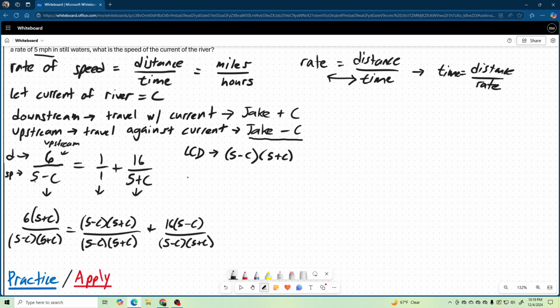So what we are going to do is set up an equation on top, because we know that this has to equal this plus this. So I have 6 times 5 plus c equals 5 minus c times 5 plus c, and then plus 16 times 5 minus c.